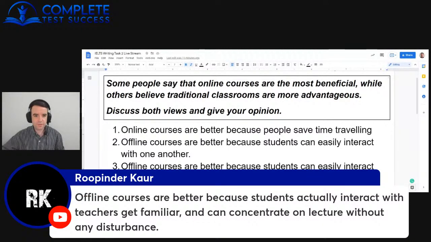Rupinder, offline courses are better because students actually interact with teachers and get familiar and can concentrate on lectures without any disturbance. So how many main ideas is that, Rupinder? Offline courses are better because students actually interact with teachers. So they interact with teachers, get familiar with the teachers too, and can concentrate on the lecture without disturbance. So that's 3 main ideas.